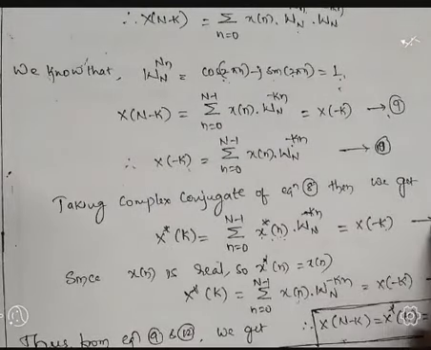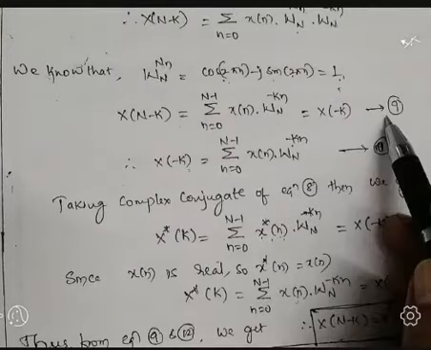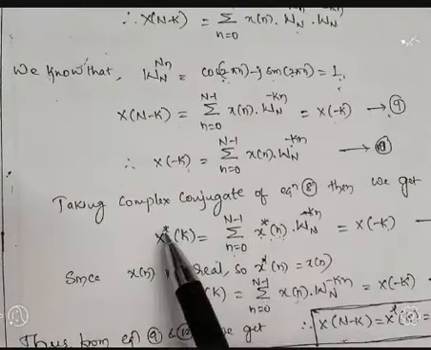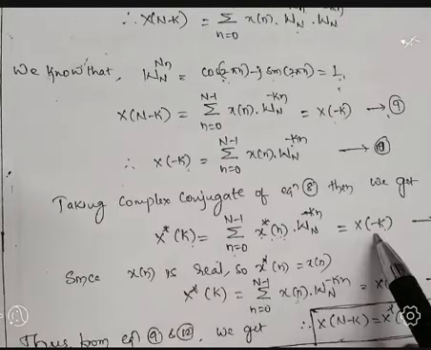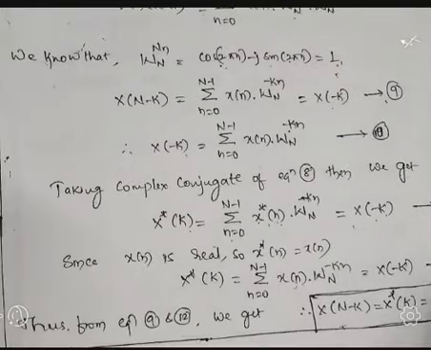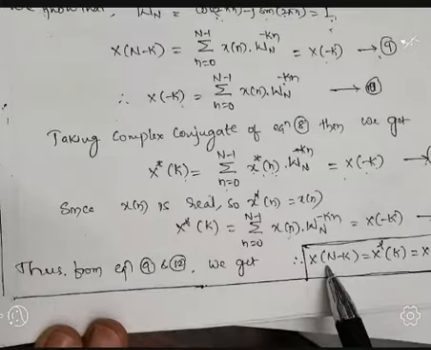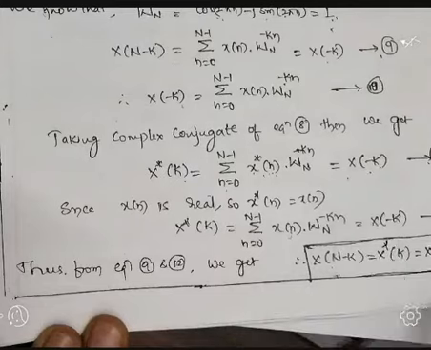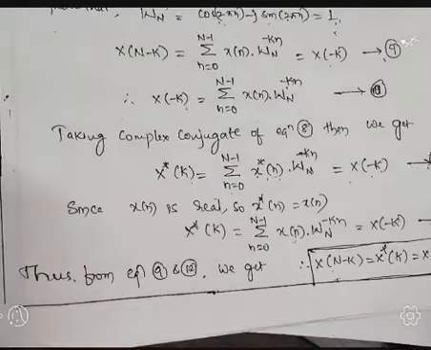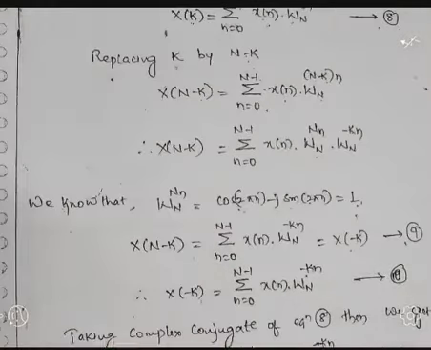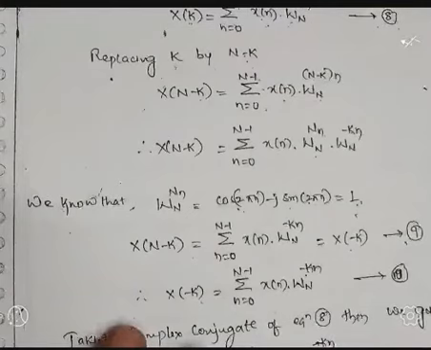Equation number 11. Now compare equation 9 and 11. X of n minus k equal to X of minus k already we proved. But in this equation, complex conjugate of X of k equal to X of minus k we proved. So from these two equations, we can say that X of n minus k is equal to complex conjugate of X of k, that is equal to X of minus k. Hence, we proved the symmetry property for real valued sequence x of n.